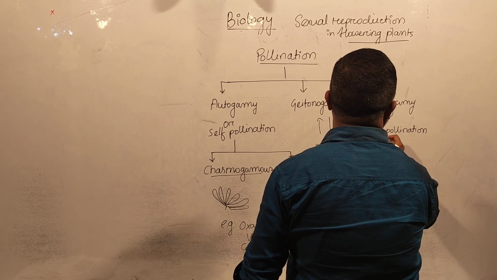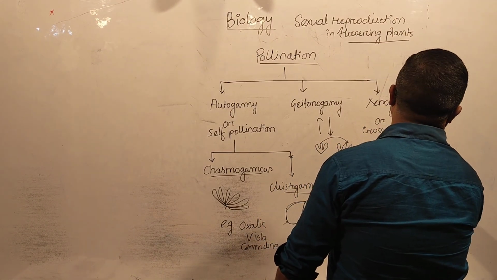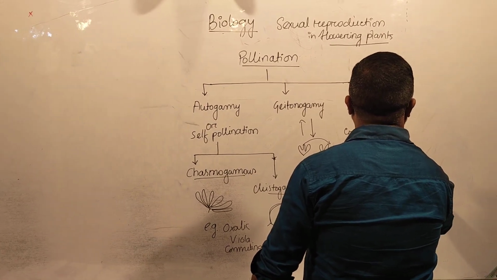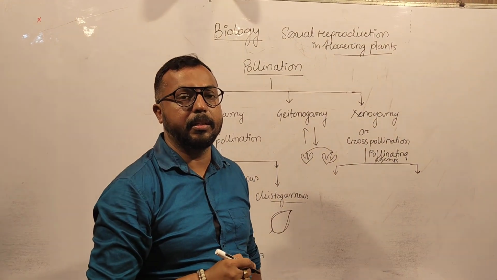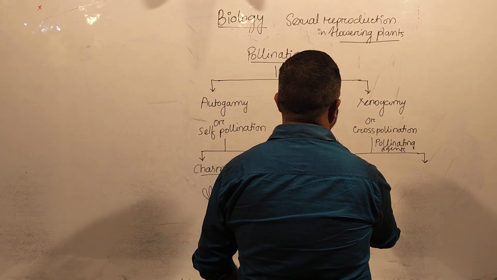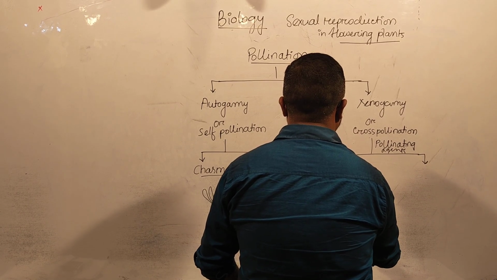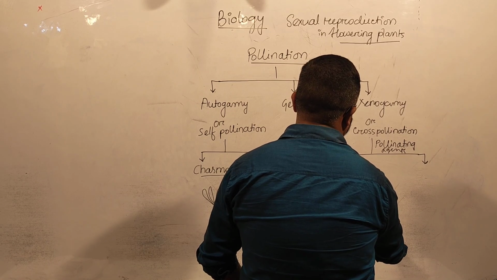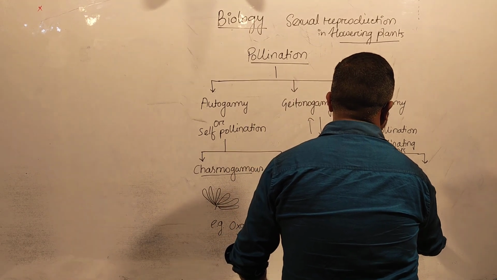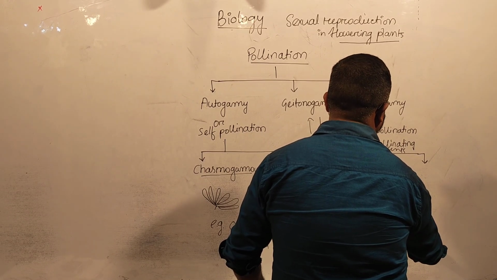In xenogamy or cross pollination, we have different pollinating agents. The first pollinating agent is abiotic. In abiotic, we have air and water. Air pollination is anemophily, and water pollination is hydrophily.